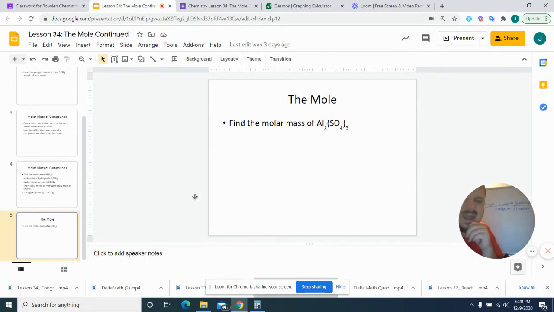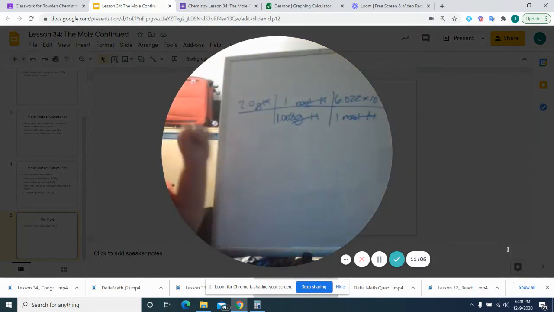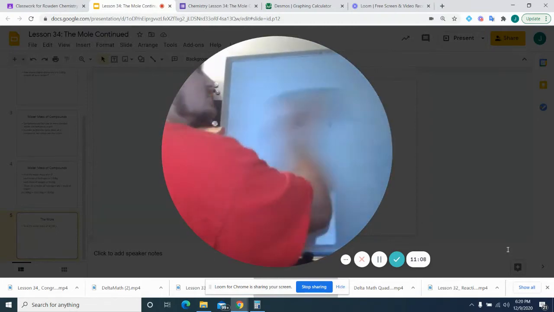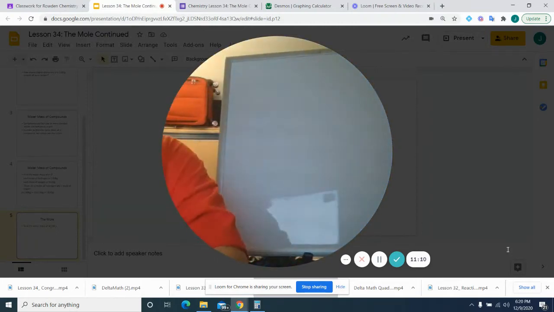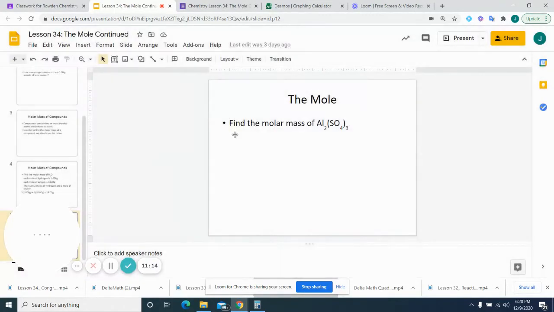So if we need to do Al2(SO4)3, we have 2 aluminums. How many S's do we have? You might be tempted to say only 1, but there's 3 because that 3 applies to everything there. How many O's? You might think 4, but there's 12 because 4 times 3 makes 12. This 3 right here triples all of those.